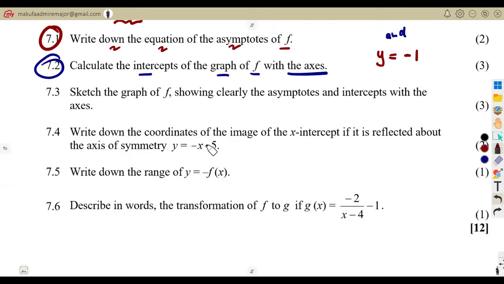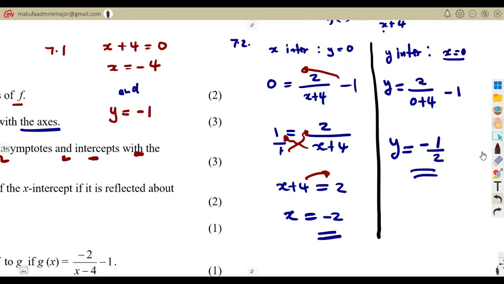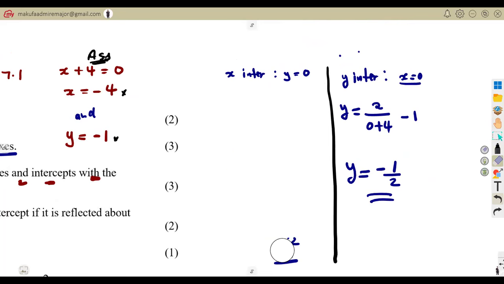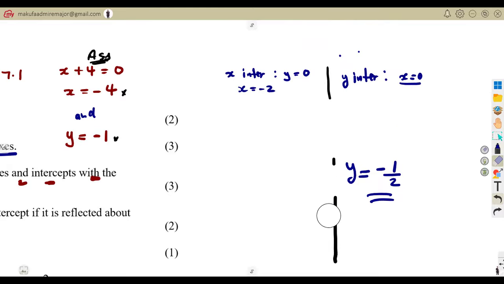Then from there, sketch and intercepts with the x's. So we need to show this. All right, so let's start first. Remember, this was on the asymptotes. We have this x minus 4 and also our x-intercepts, y-intercept, this and that, all right? So remember, this is part of our x-intercept, which is x is what? x is minus 2. The y-intercept, y is minus half, all right?